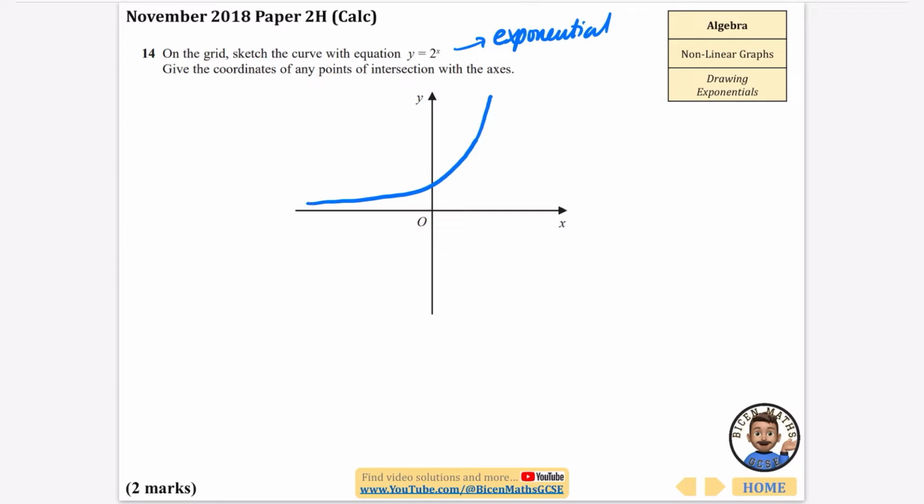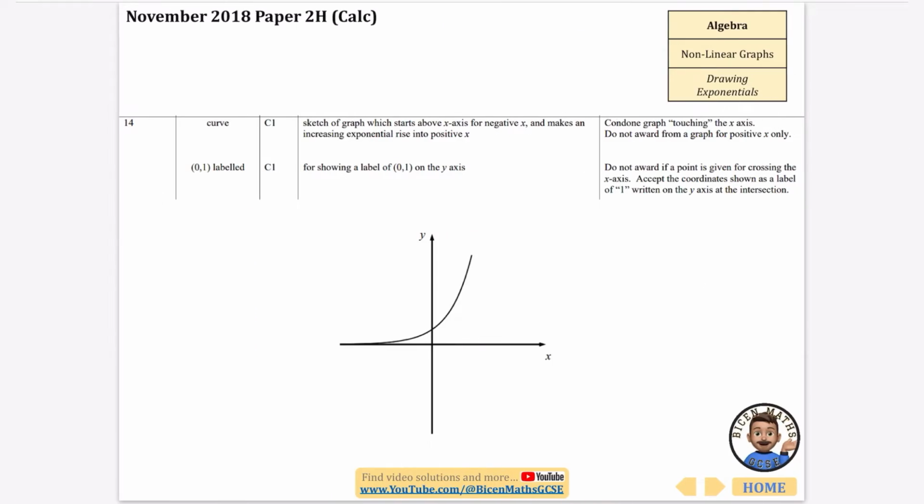And it does say give the coordinates of any points of intersection with the axes. So this point that we've got here, that is when x is equal to 0. So when x is equal to 0, we would say that y is equal to 2 to the power of 0. You can check it on a calculator, but it's just 1. So that point that we've got there is 1. Okay, and because it did say coordinates, I'm actually going to say that the x coordinate is 0 and the y coordinate is 1. And you can see this is what the graph looks like.